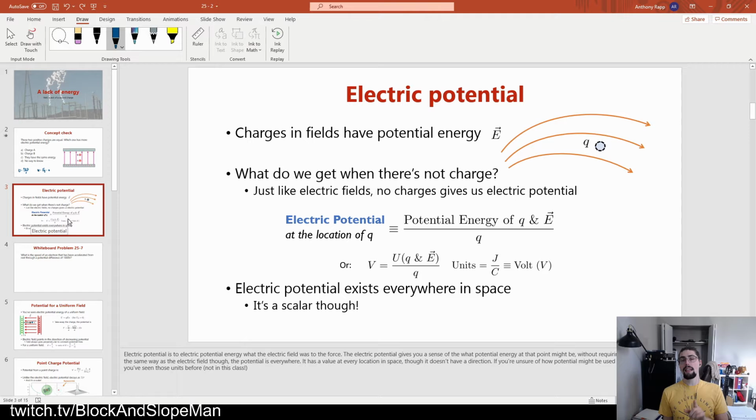It's essentially taking that potential energy and removing one of the Q's. It's not the same as potential energy. There is a difference, right? I know they're very, very similar terms. We have potential energy on one side, U. Potential is V.